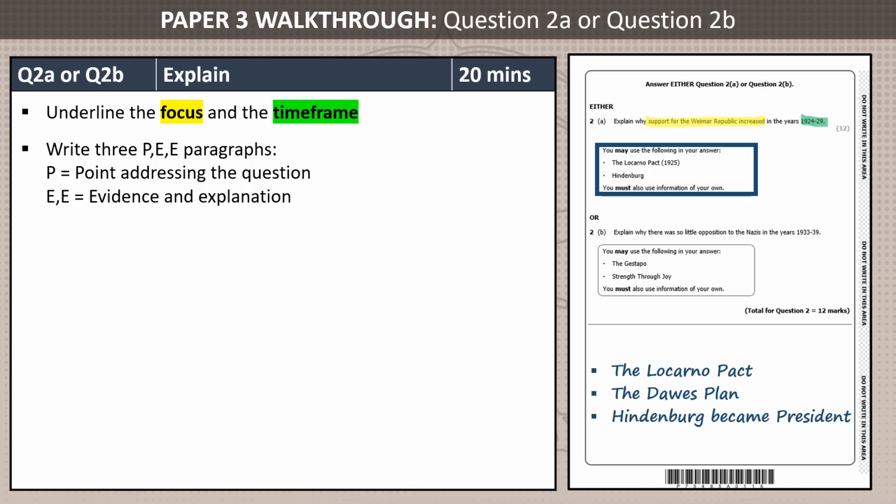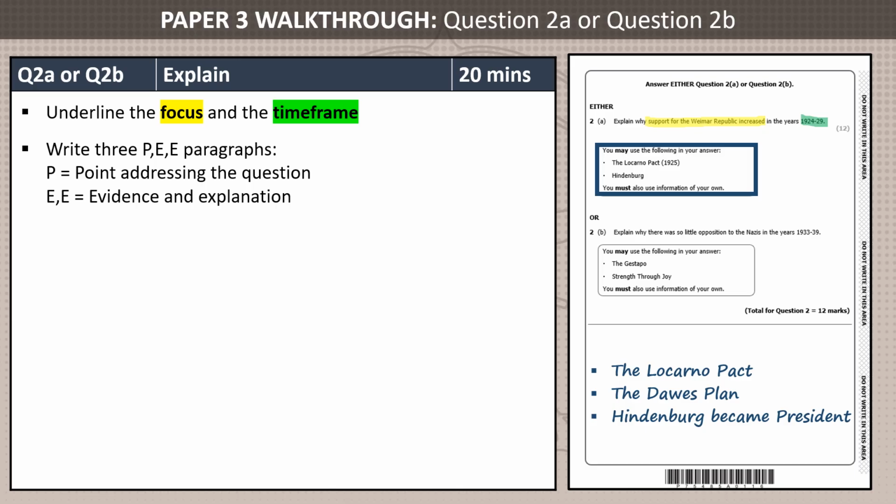Here are the 3 reasons that I'm going to write about. In my first paragraph, I'm going to explain that the Locarno Pact helped to improve Germany's international reputation, and that made it more popular with Germans.